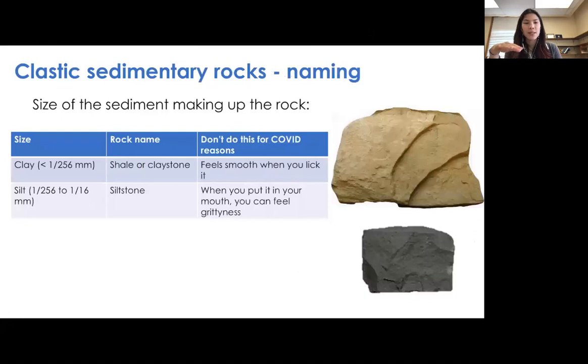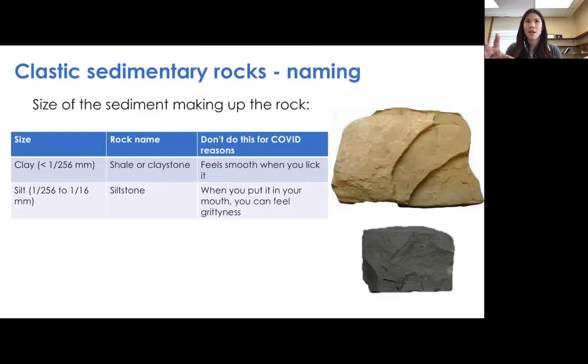When we go up in grain size, we get to silts. These are marginally larger than clays. They range in size from 1/256th of a millimeter to 1/16th of a millimeter. This is getting to a grain size that we can start to make out with our naked eye, but we may not be able to see the individual grains.